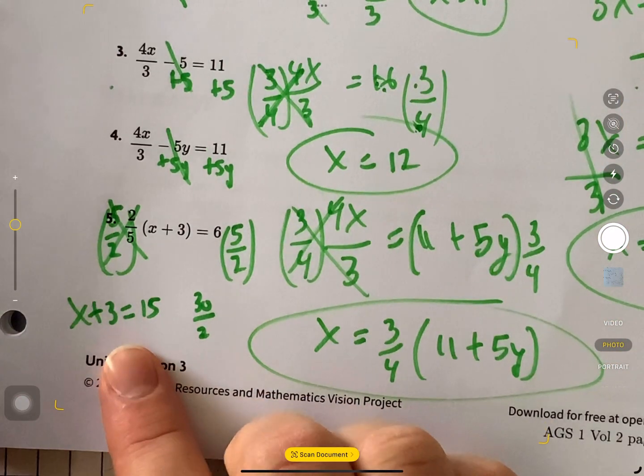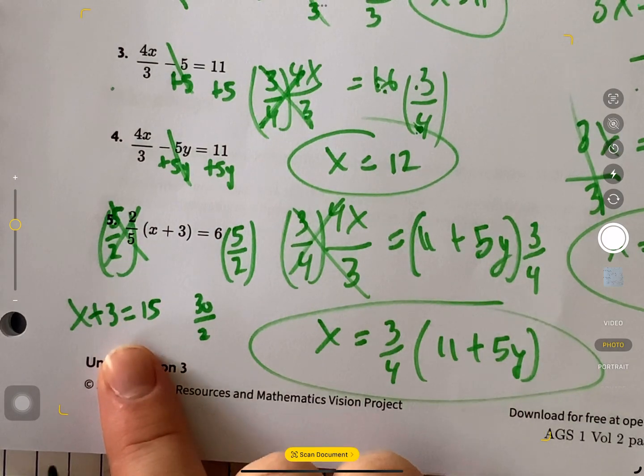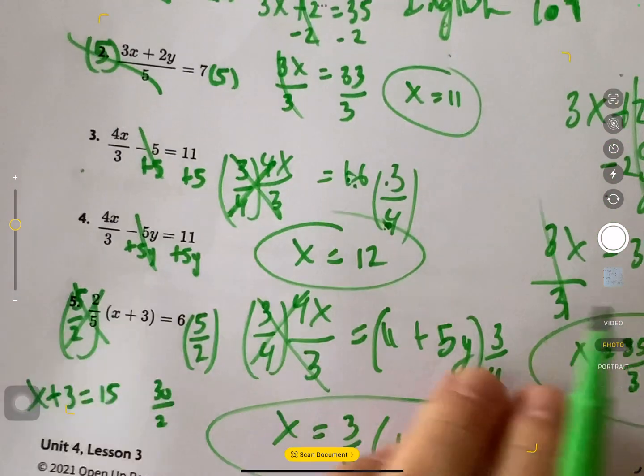And I'm not going to solve that for you, so please do it yourself by subtracting 3 on both sides. Figure it out.